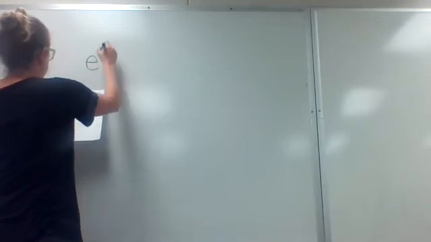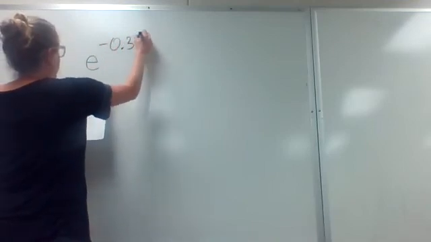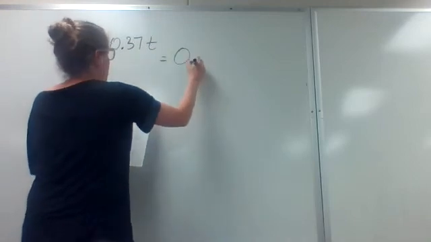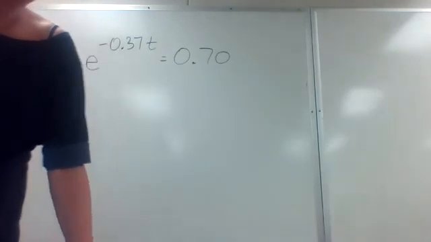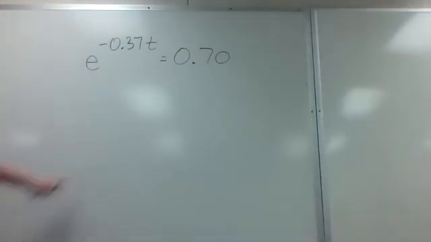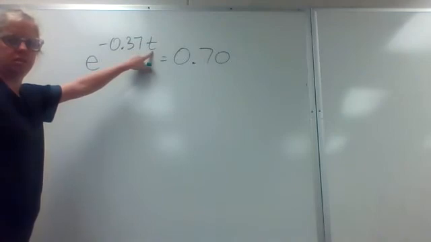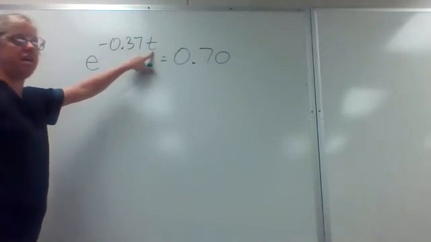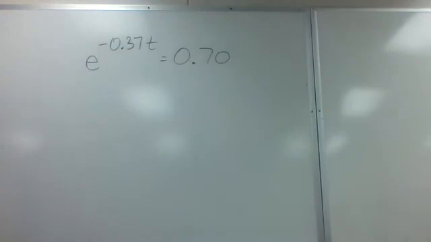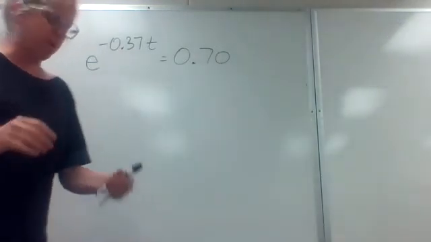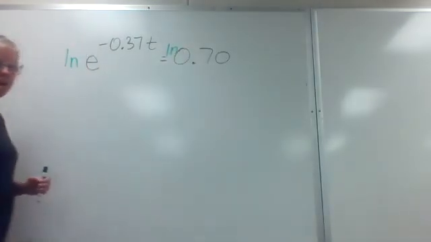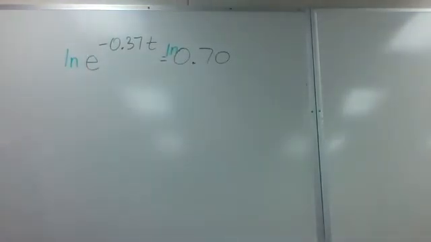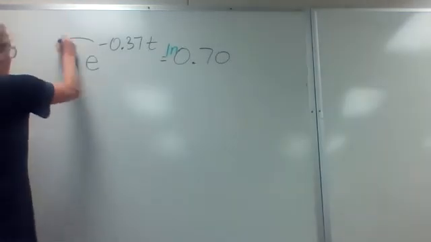Solve for t. You've got e to the negative 0.37t equals 0.70. So let's see. Here's what I'm solving for. It is in the exponent, which means I need to get it down. Since I'm dealing with e, instead of regular log both sides, what am I going to use? Natural log, or ln, both sides. That'll bring down my exponent.